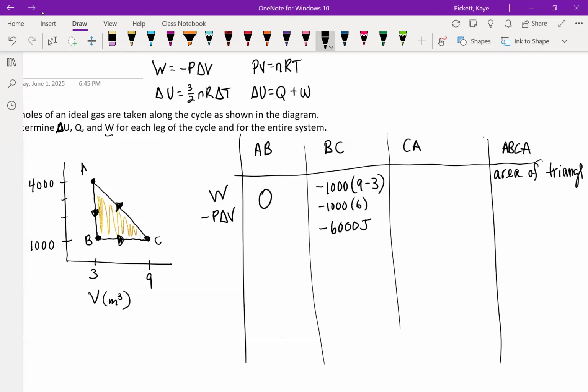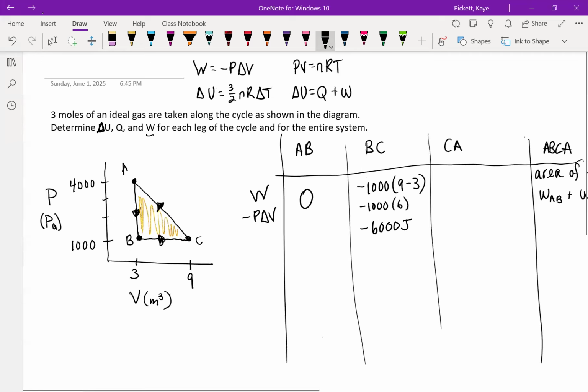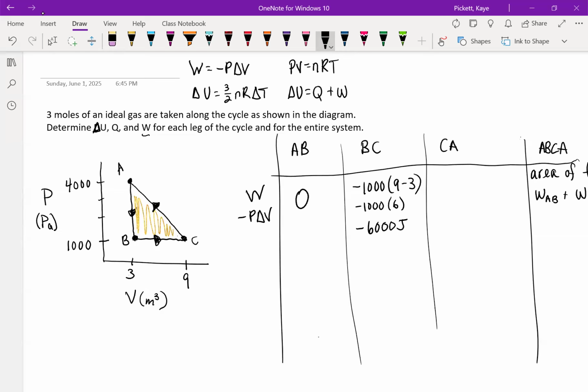And I know that the work of each leg, as we did in the previous lesson, adds up to the total work of the cycle. So here's what we're going to do. We're going to get the area of that triangle, and we're going to get the work of that cycle. Once I have that, I know this one. I know BC. If I know the cycle, then I can use those others to determine the work done on this part of the cycle.